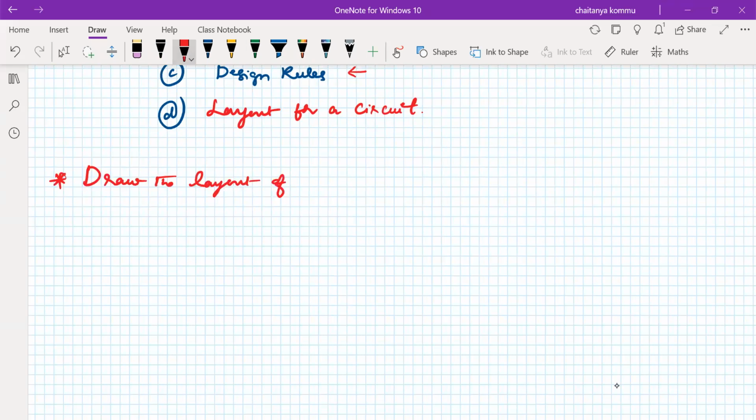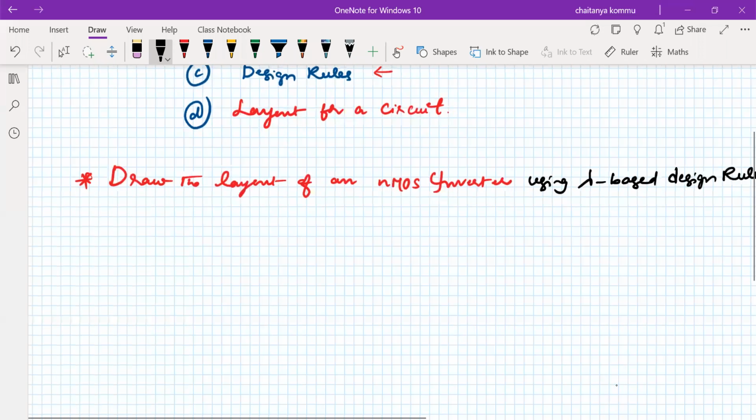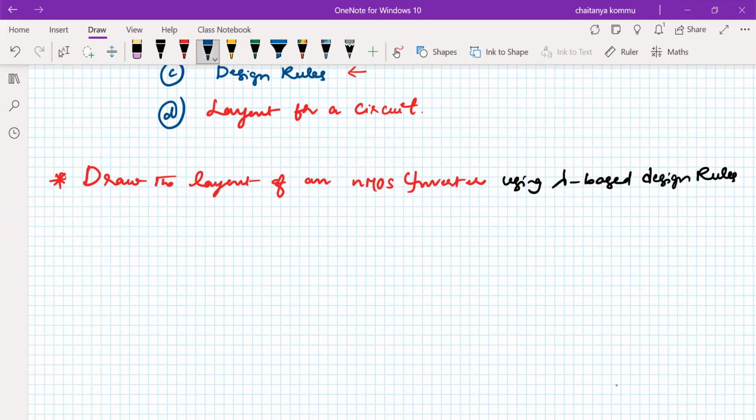of an nMOS inverter, using lambda based design rules. Okay, so what we have to do first of all, in order to do this, first we should know the circuit diagram. Okay, so let us draw the circuit diagram first of all.